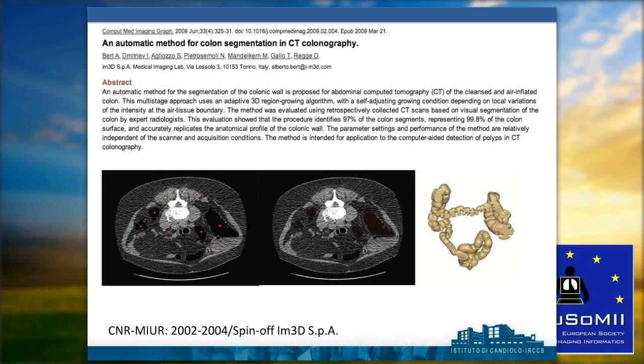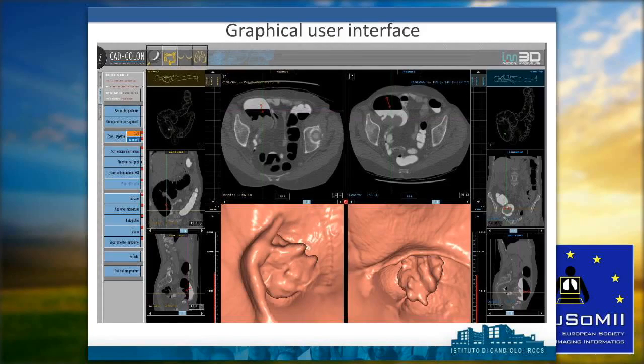These seeds would expand until you could detect the surface, the interface between the mucosa and the air, and then we would remove all unnecessary data. We would interpolate the surface, we would render it with shades and light, and we would get a segmented colon. And we developed a clinical user interface.